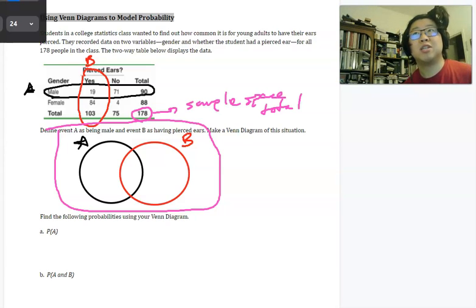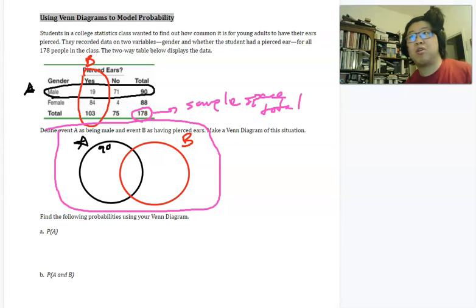Let's take a look here and break it down. I have 90 people in the survey who are male, so I know there are 90 people in both here and the little overlap. In part B, probability B, my total is 103, so I should write 103 in there.